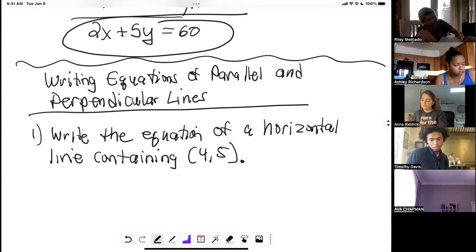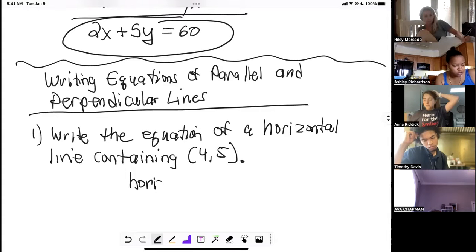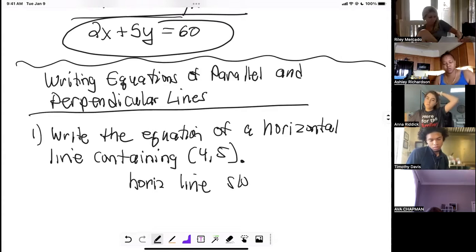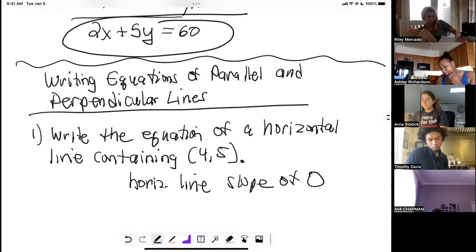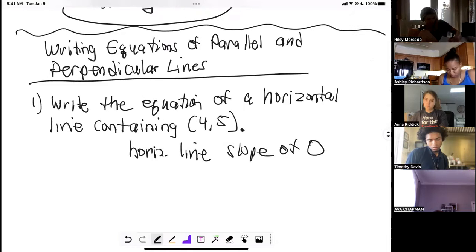So why is it confusing? Because you don't know what the formula, what the equation is. No, there's no y equals mx plus b. It's just a horizontal line. So if you can remember, a horizontal line has slope of 0. A vertical line has a slope of undefined. Horizontal line has a slope of 0. What kind of line is it? Is it a y equals or is it an x equals? Well, it's a y equals. Y equals is horizontal, x equals is vertical.